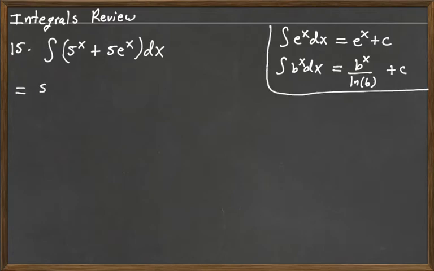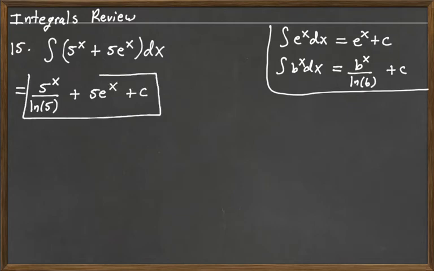Okay, so the integral of 5 to the x is 5 to the x divided by the natural log of the base, natural log of 5, plus the integral of 5e to the x, which is 5e to the x. Don't forget your constant of integration.